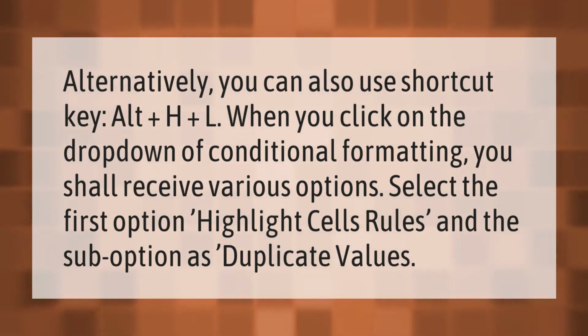Alternatively, you can also use the shortcut key, Alt plus H plus L. When you click on the drop-down of conditional formatting, you shall receive various options. Select the first option, highlight cells rules, and the sub-option as duplicate values.